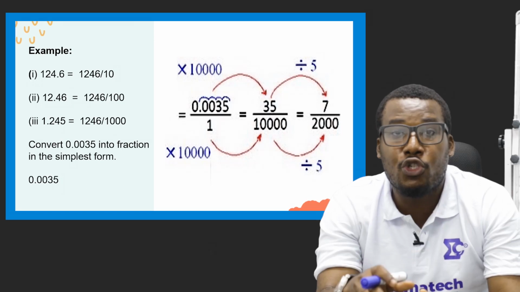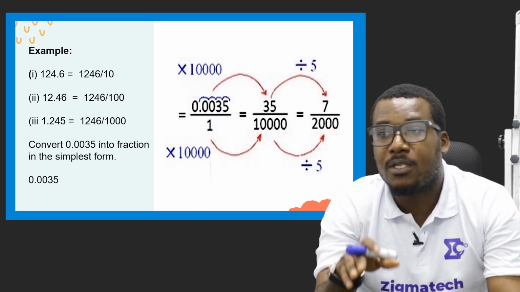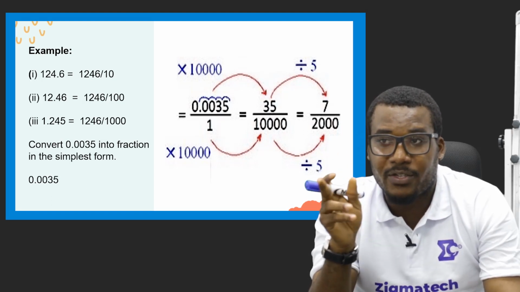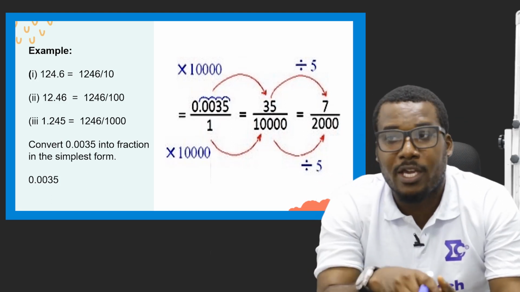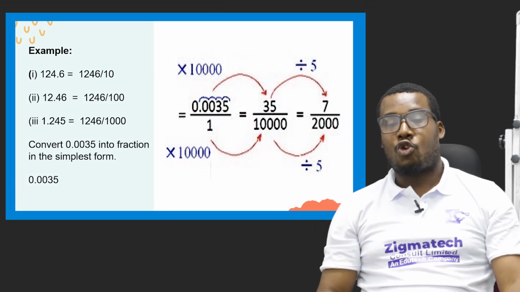Friends, you have to reduce to the lowest possible form, or the simplest form, which means 5 can go into both of them. 5 into 35 is 7. 5 into 10,000 is 2,000. Nothing else can go into both. So 7 over 2,000 is the simplest form for that particular question.